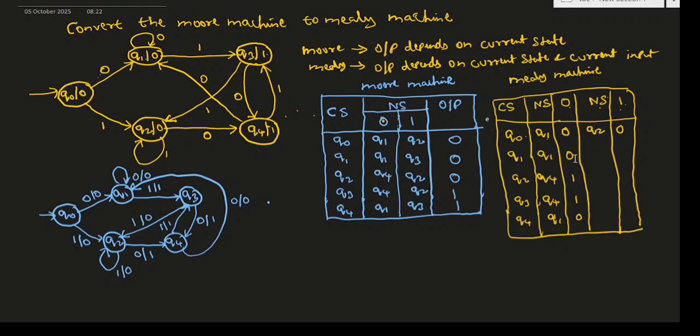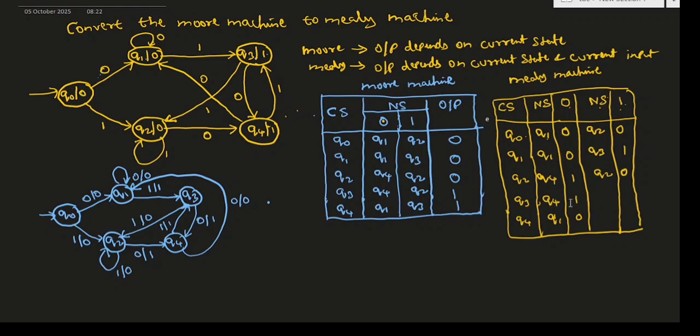When 1 is given for Q1, where does it go? It goes to Q3, and the output connected with Q3 is 1. Always see what is attached with Q3, isn't it? So that is the output. Now when 1 is given for Q2, where does it go? It goes to Q2 itself. So the output connected for Q2 is 0.